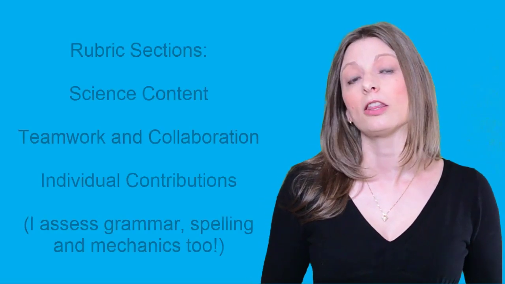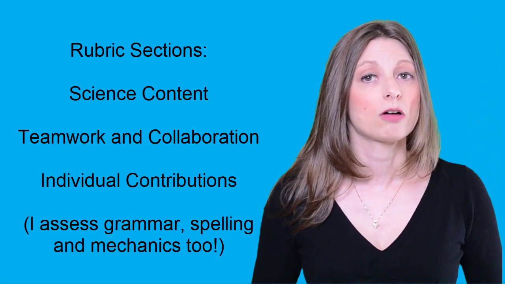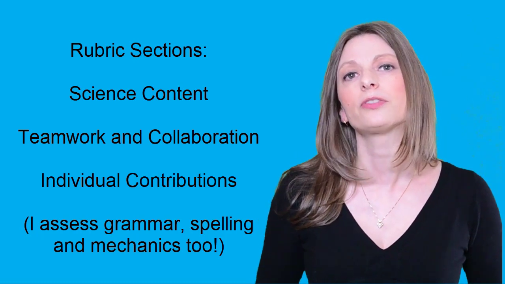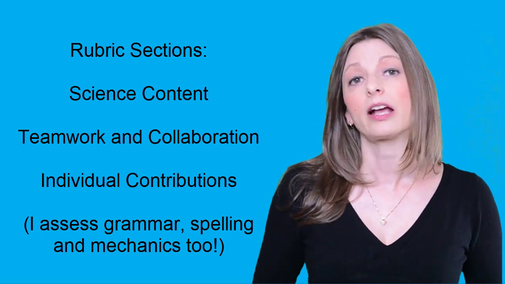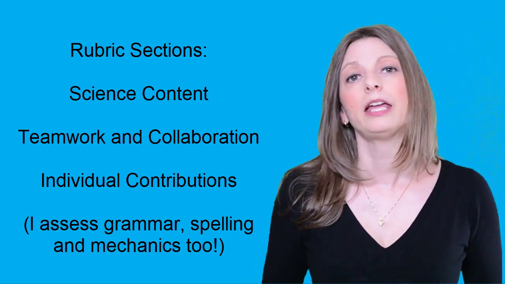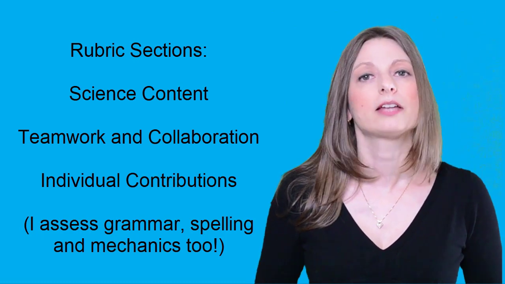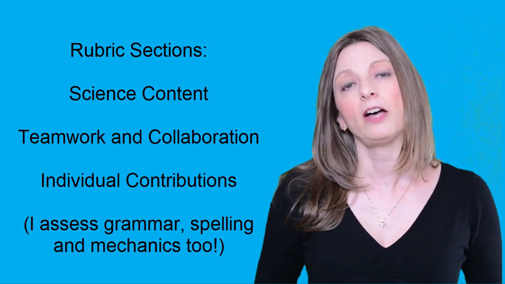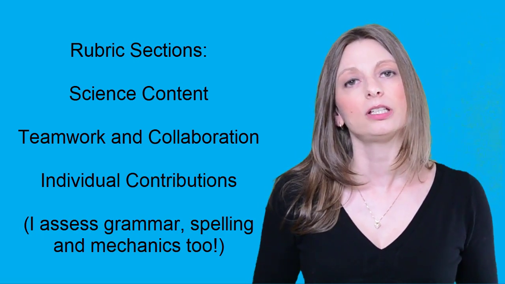When I use a rubric, I like to have 3 distinct sections. In the first section, I like to have my science content. So anything that the kids would need to learn that's related to the standards. This second section, I like to assess teamwork and student collaboration. And in the third section, I like to assess student individual contributions and attitude. I find that by using a rubric in that fashion, it allows me to really hone in on the development and the understanding of each particular student.